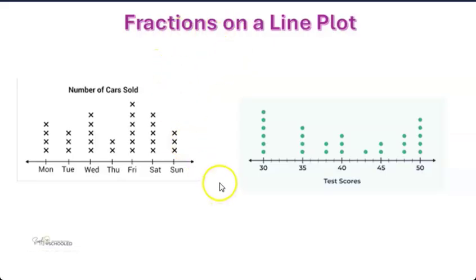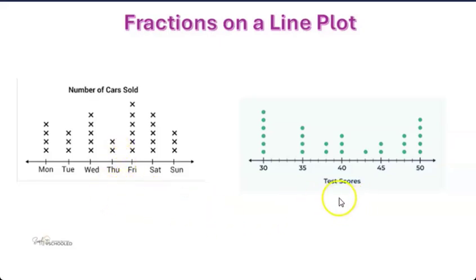So we're going to look at how to use fractions on a line plot, but to begin with, let's review what a line plot is. Here's an example of a line plot about cars that are being sold. You notice across the bottom, it's each day of the week, and the X's stand for the number of cars sold. So in other words, on Tuesday, there were 3 cars sold. On Thursday, there were 2 cars, and so forth.